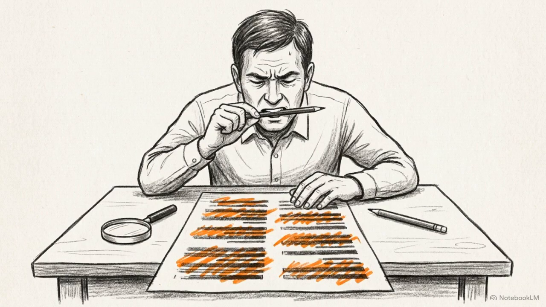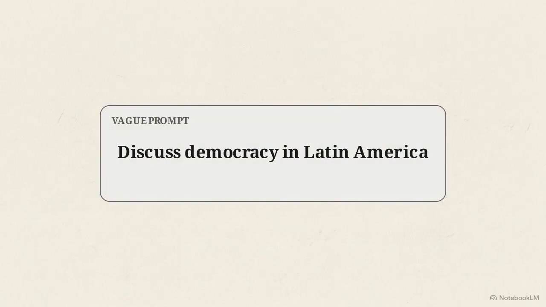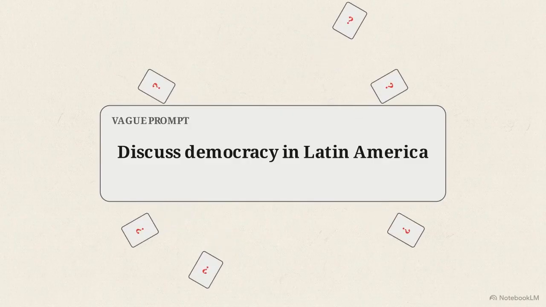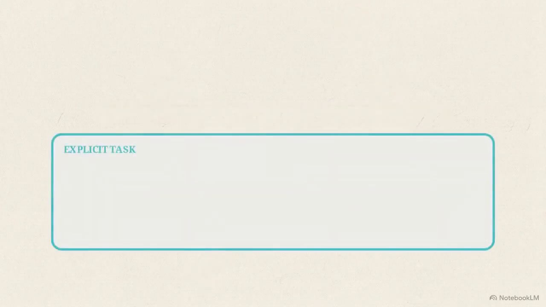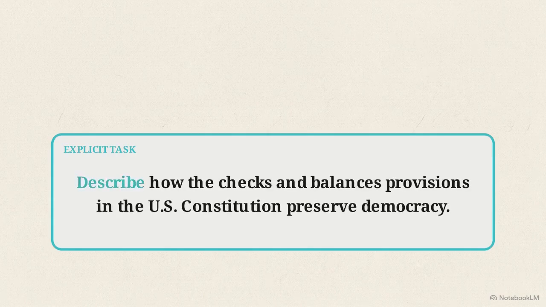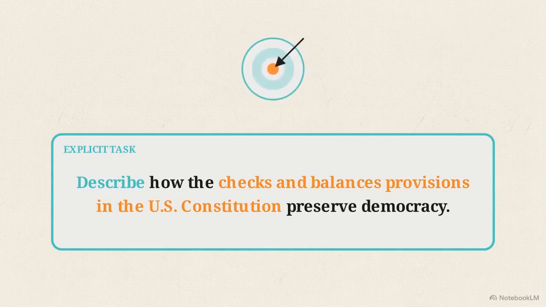You can never assume students automatically know what your prompt is actually asking them to do. If you write something vague like, discuss democracy in Latin America, you'll get answers all over the map. Let's delete that. Instead, give them a highly specific task, such as, describe how the checks and balances provisions in the U.S. Constitution preserve democracy.